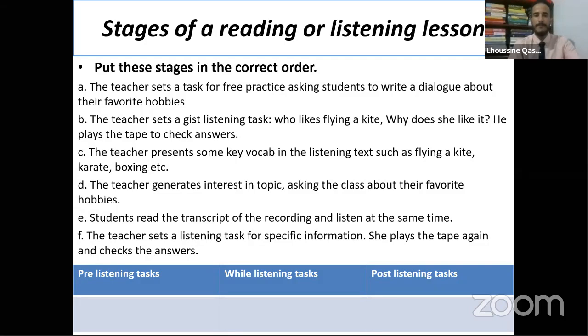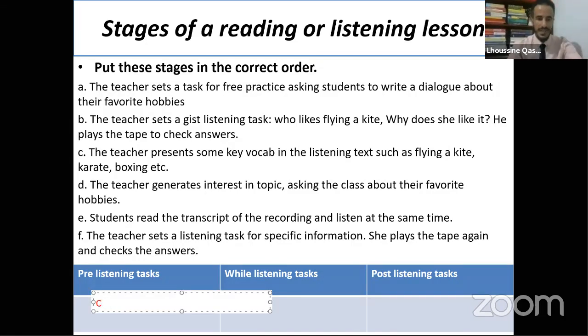So let's start one by one. Let's start with the first one. Some of you here said, let me see. Okay, so the majority said C is the pre. But another answer, someone said C and maybe D. Okay, great. D, good. Number three, the third stage. So task number 1 is C, task number 2 is D.